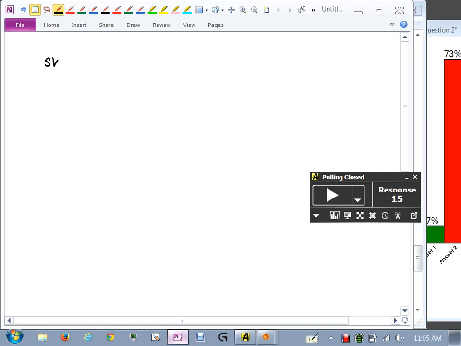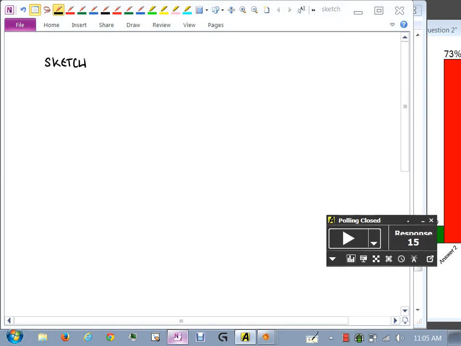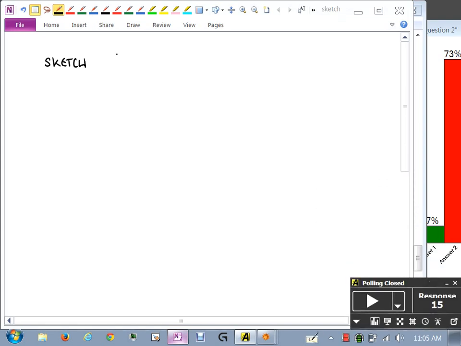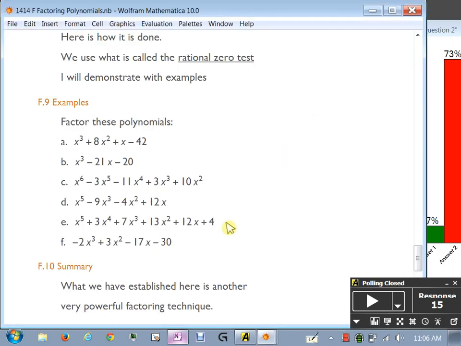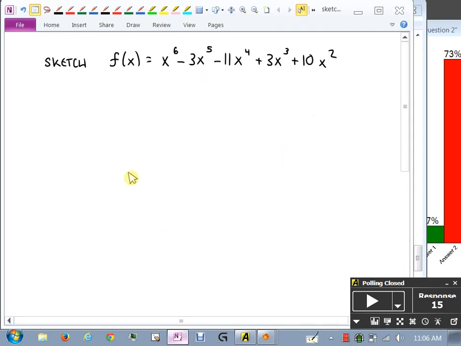I want us to sketch the following function. F of x equals x to the 6th power minus 3x to the 5th power minus 11x to the 4th power plus 3x cubed plus 10x squared. All right, that's what we want to do.